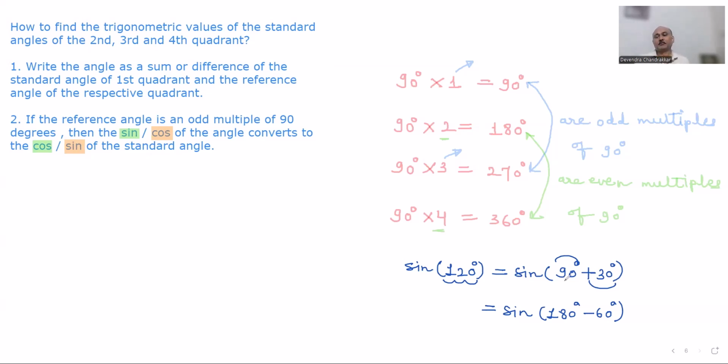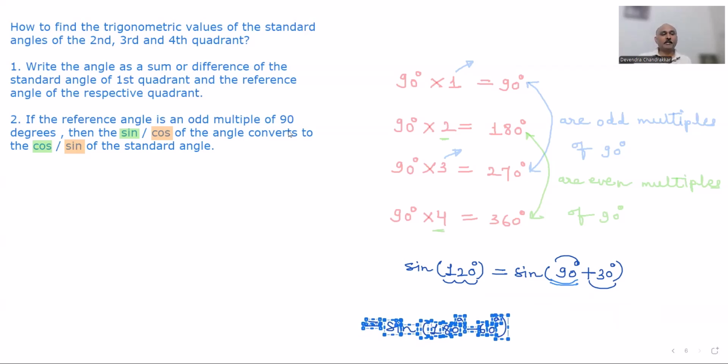Okay, इसका क्या मतलब हुआ, देखो ध्यान से बेटा सब लोग, all of you please pay attention. This is which type of reference angle, even or odd? ये क्या है बेटा, even है कि odd है, जल्दी बताओ. Odd. Odd है, तो odd में क्या हो रहा है, this is an odd multiple of 90 degrees, then sine of the angle, ये sine of the angle है ना, this is the angle, right? So sine of the angle will convert to what? Cos of the standard angle. तो cos of standard angle क्या है यहाँ पर? 30 degrees. So this converts to cos 30. Clear?